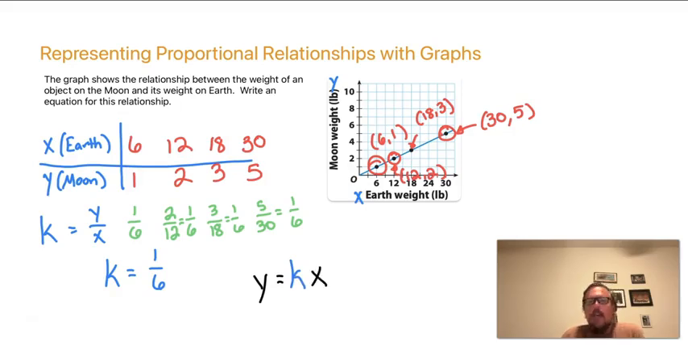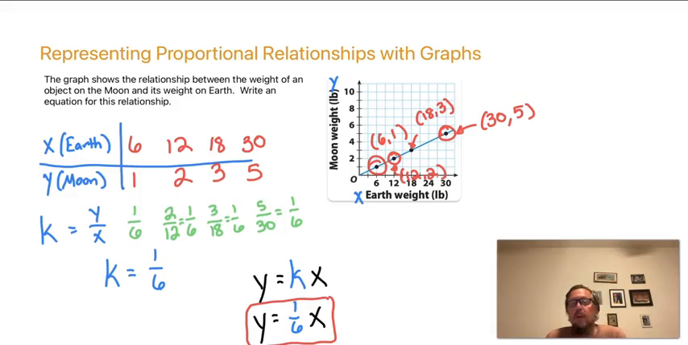And the only value that we have to replace is the value of k, which we just figured out is 1/6. So our final equation is going to be y equals 1/6 x. And there is the equation that represents this proportional relationship. And we could say this in just pure English by saying that something on the moon weighs 1/6 as much as it does on Earth.